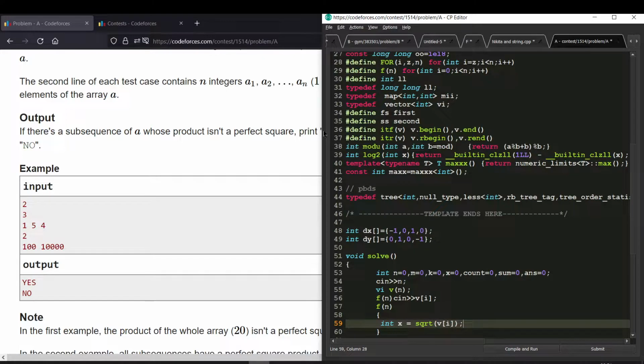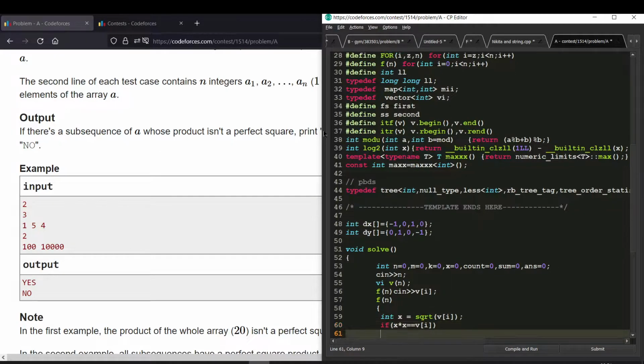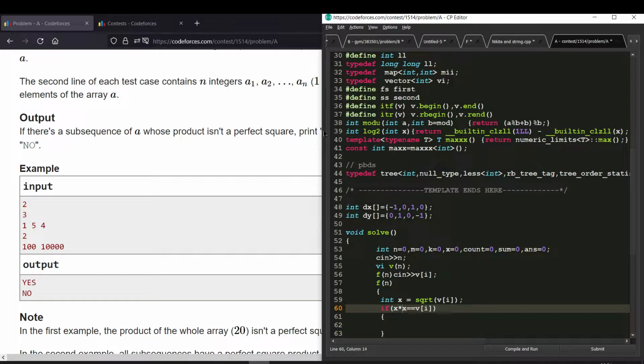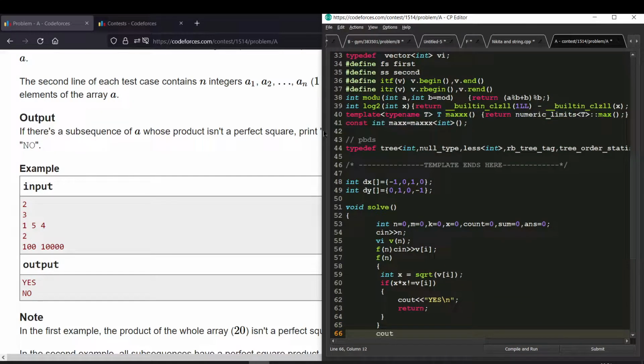So square root of the number. If x into x is not equal to the given number, then we can pretty much print that number. And okay, we just need to print YES or NO. If it comes out of the loop, then there is no number which is not a perfect square, so we'll be printing NO.